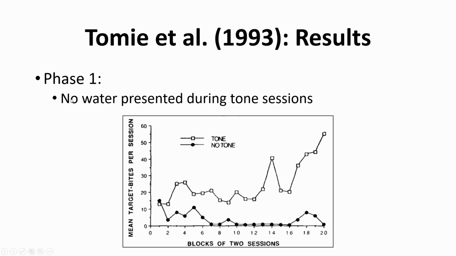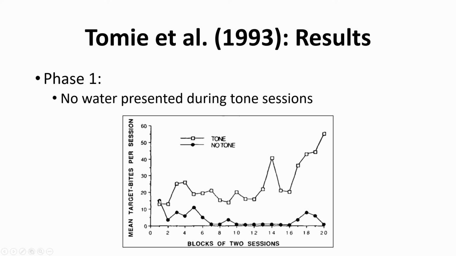In phase 1, as a reminder, anytime that the tone was present, there was no water present. So tones are open squares. No tone is closed circle. Open square means no water, means extinction. Closed circle means they got water, which means a normal trial. And this graph is showing us mean target bites per session, where a higher score here means they're showing more measures of frustration. And this is just our time interval.